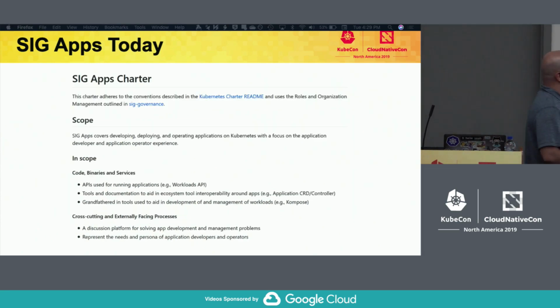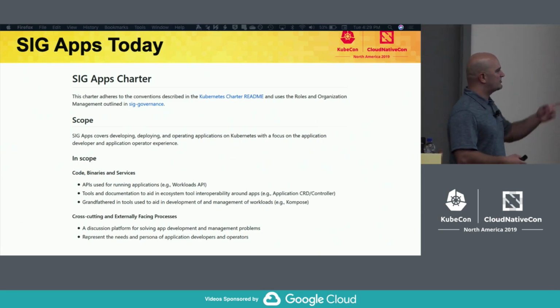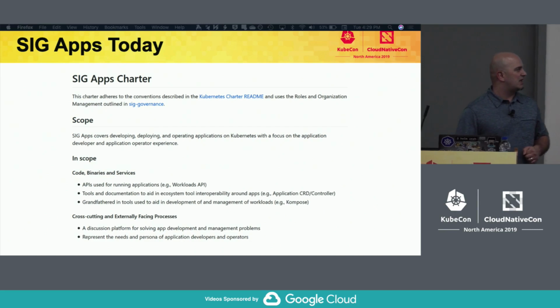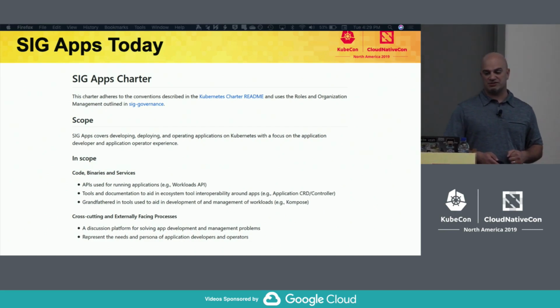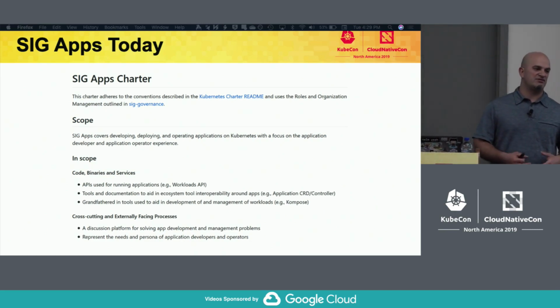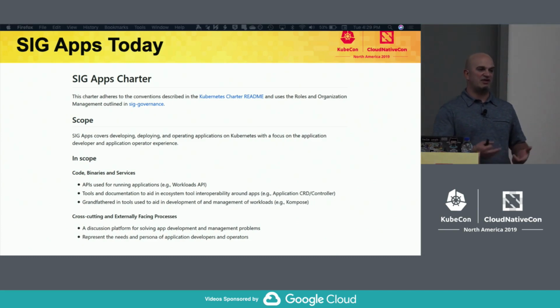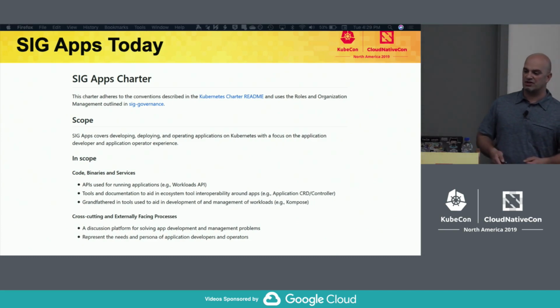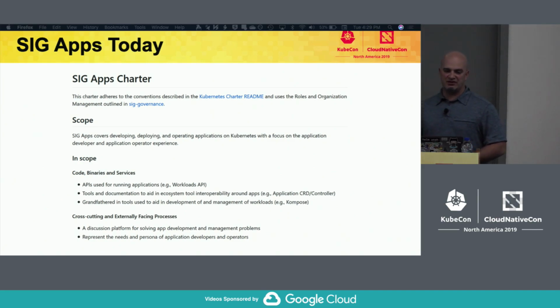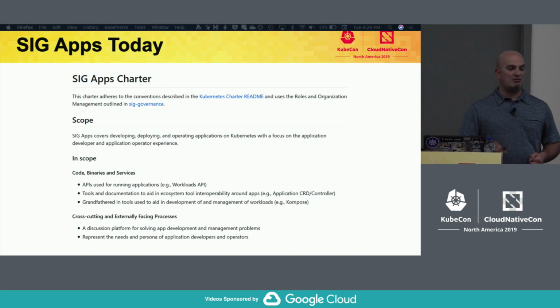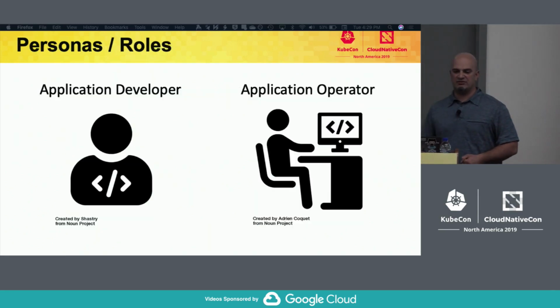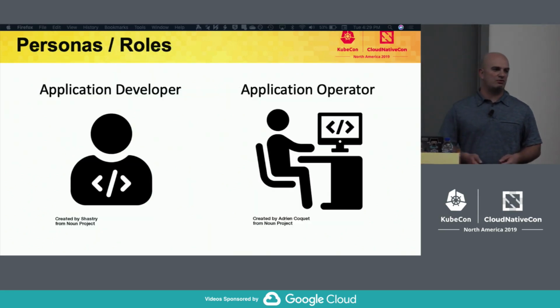This is the current charter. You'll see that we have a scope where we cover the developing, deploying, and operating of applications. So we cover a bunch of things now. But we also have code, binaries, services, and we're going to talk about what those are in just a minute, the different parts. But now we own things. In fact, if you look at the code base today, you'll see StatefulSet. You'll see some of the other things we're going to cover in a minute. But you also see something else in here. You see that we talk about both the application developer and the operator. And if you look at that as personas, you actually see those as two different roles.